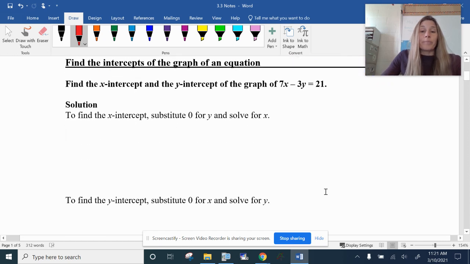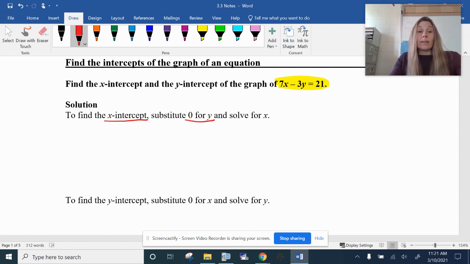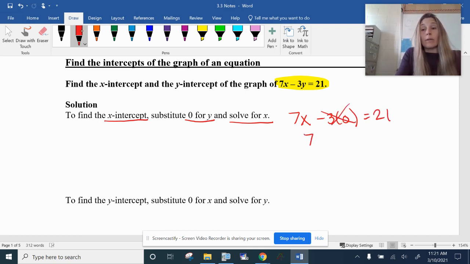So for example, if we're going to find an x and y intercept, if we look at this equation here, we have 7x minus 3y equals 21, and I want to find the x-intercept. So you would substitute 0 in for y because every single point that is an x-intercept has a y-coordinate of 0, and then we would solve for the x. So this is what it would look like. 7x minus 3 times 0 equals 21. Of course, the 3 times 0 would cancel out, leaving me with just 7x equals 21. And then I could solve for that x, getting 3.